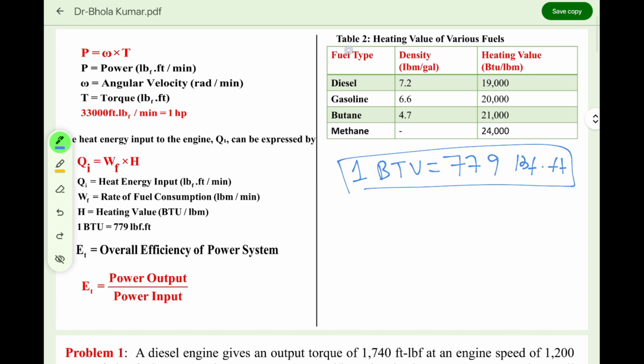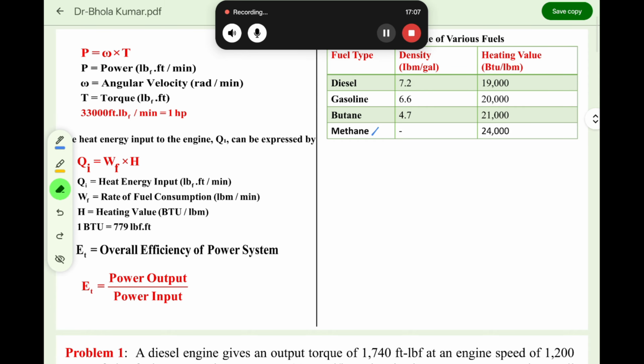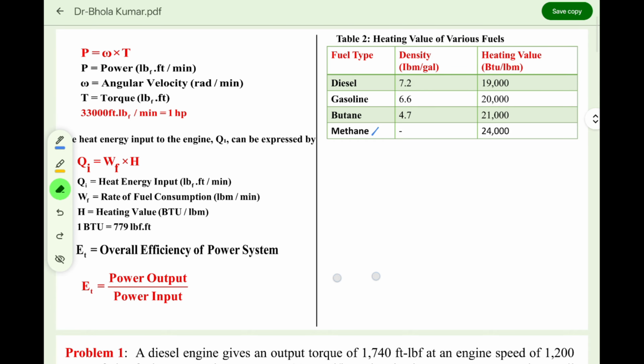Now if you move to this table, on the left side the types of fuel are given: diesel, gasoline which is nothing but petrol, butane and methane, whose density is also given in lbm per gallon, and whose heating value is also given. These values will help you to solve the numerical, right? So before jumping into the numerical part, let me go to the numerical part.